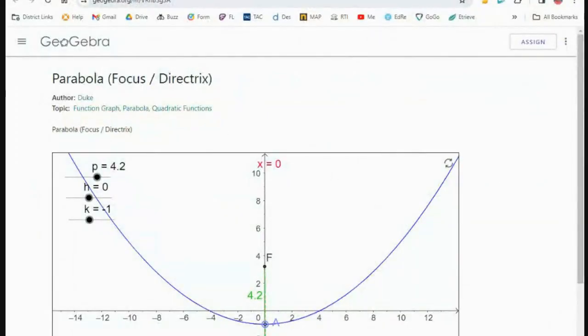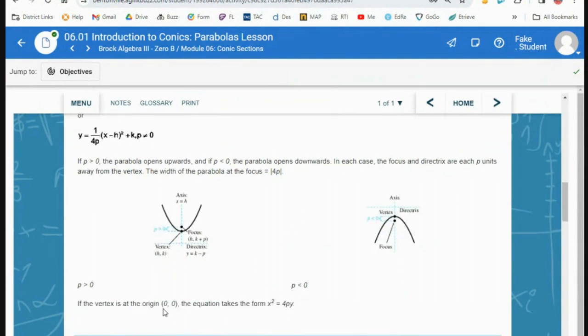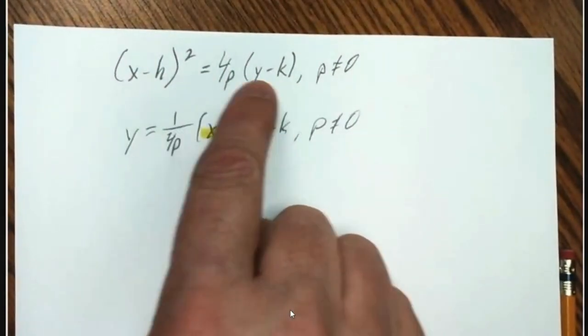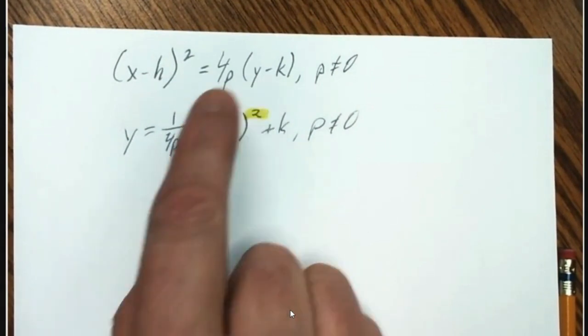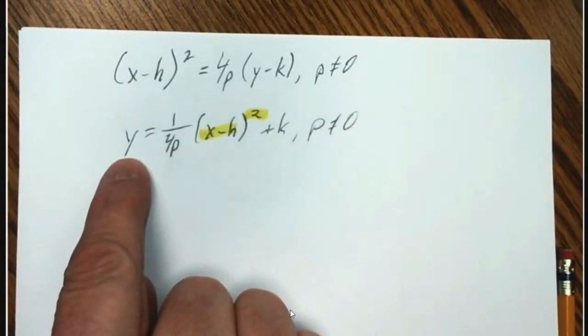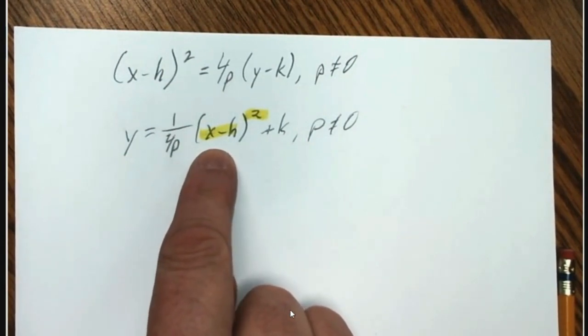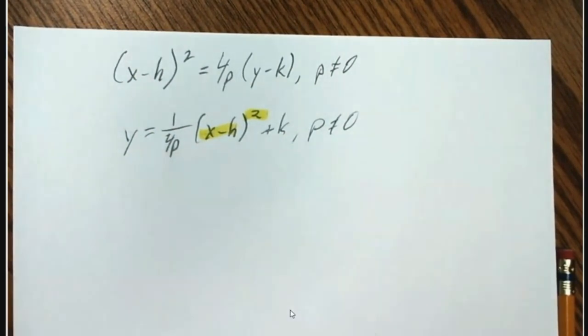So, all right. Of course, if the vertex is at the origin, then your h and k are both 0. So it's x squared equals 4py, right? If this is 0 and this is 0, it's just x squared equals 4py. Or y equals 1 over 4p times x squared, because the h and the k would be 0 in that case, if the vertex is at the origin.